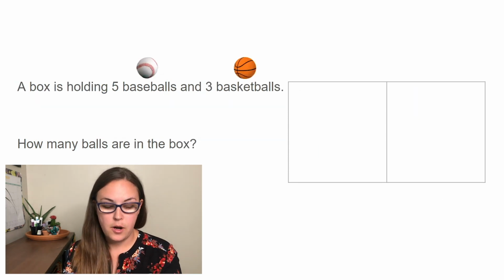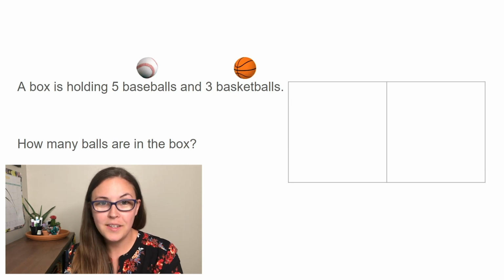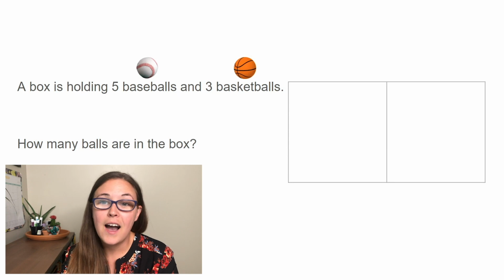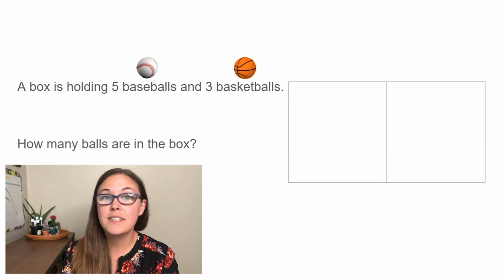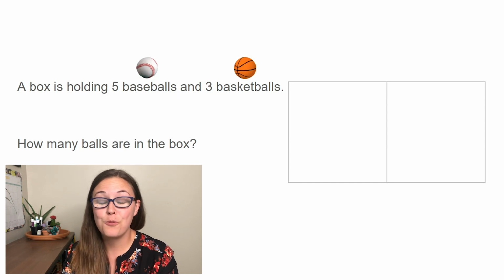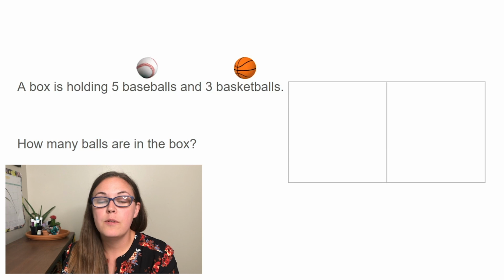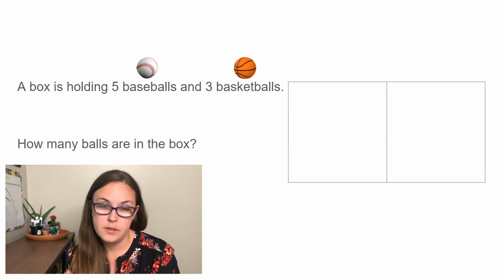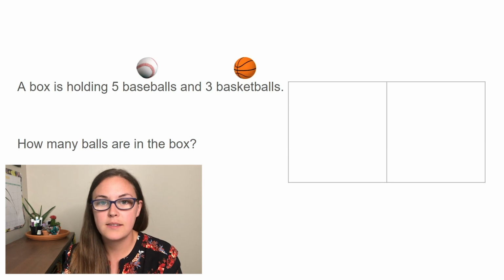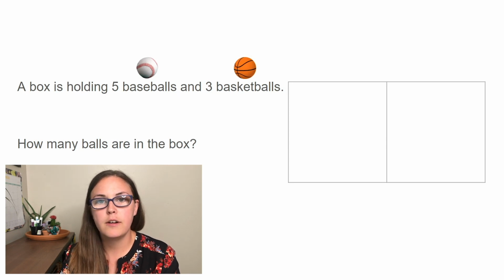Our next problem is about baseballs and basketballs. Do any of you play sports? I love the summer because we get to go outside and play sports. My favorites are softball, and I really love fall for football. So today we're going to talk about a box that's holding baseballs and basketballs. And this box is holding 5 baseballs and 3 basketballs. How many balls are in the box?